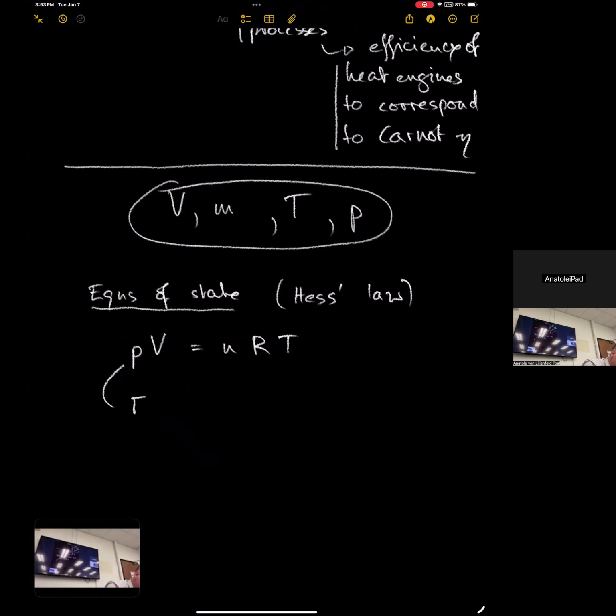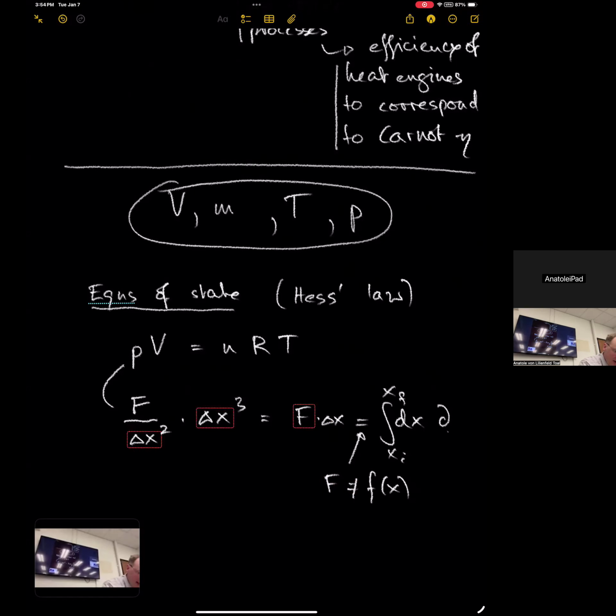What is pressure? Pressure is force over surface, some delta x squared. Okay? What's volume? Volume is delta x cubed. Okay? This is force times delta x. If your force happens to be not a function of x, then this is simply the integral from some initial x to some final x of the derivative of the energy, which is the force definition. So dx of the energy.